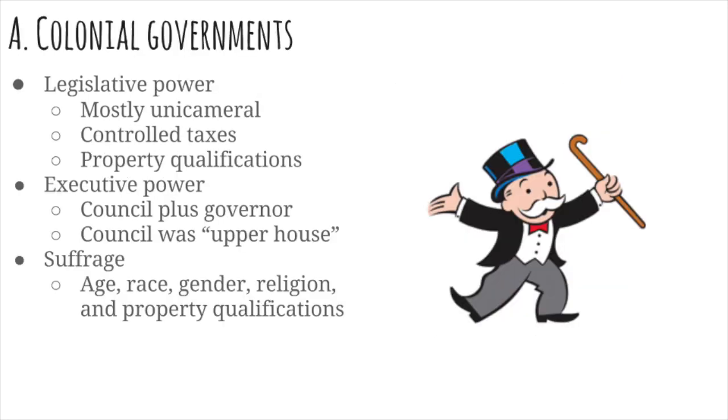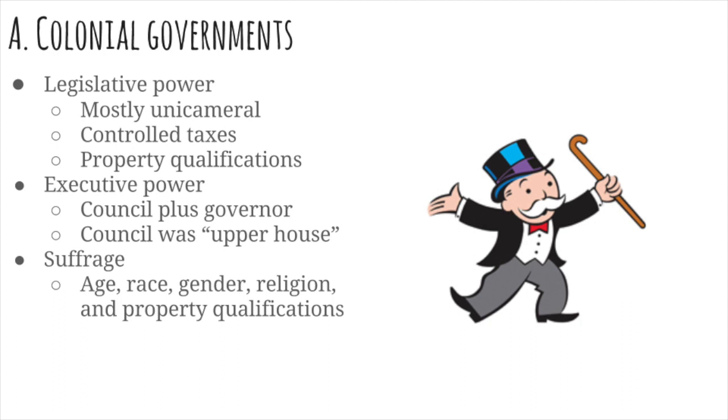In the last video, we took a look at what influenced American colonial government, including the social contract theory. In terms of how they actually developed, most of the colonial governments shared certain things in common. First off, they had a similar legislative power. They were mostly unicameral, so they had one legislative assembly, and that usually controlled the taxes of the society. There were almost always property qualifications. You had to own property in order to be a member.